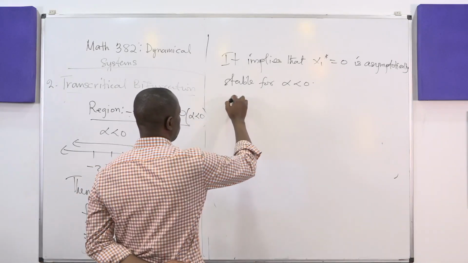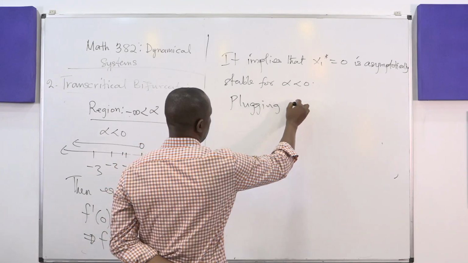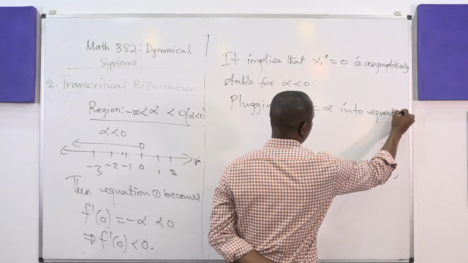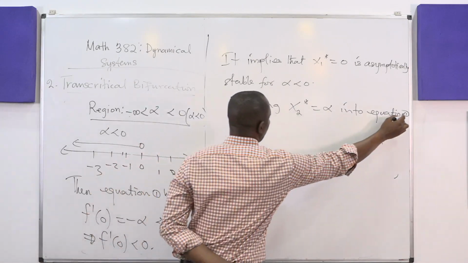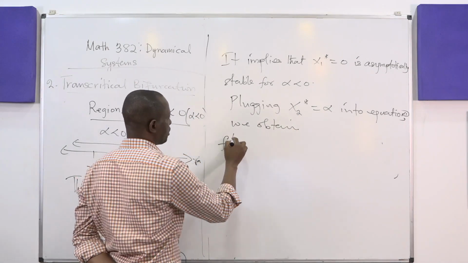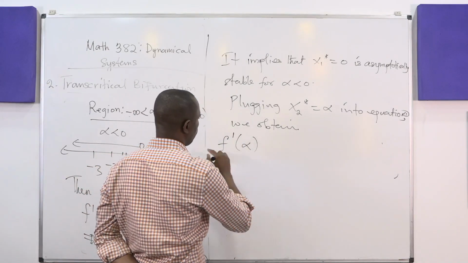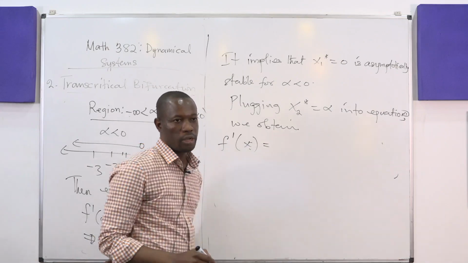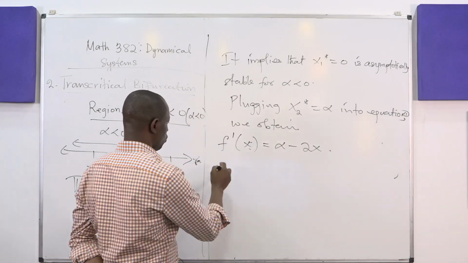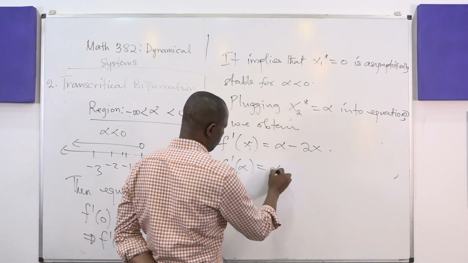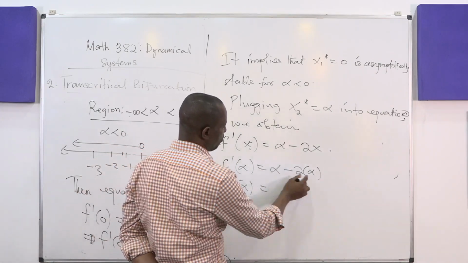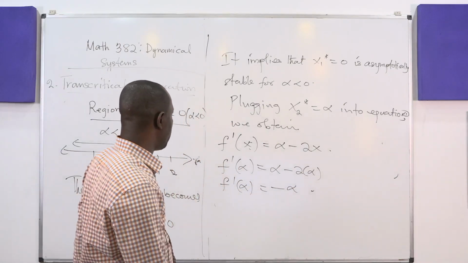So plug in x2 star equals alpha into equation 1. We obtain, what do we get? F prime at alpha. F prime at x, what is the equation? It was alpha minus 2x. Yeah, so f prime at alpha is alpha minus 2 alpha. So this will give us what? F prime at alpha will be what? Alpha minus 2 alpha is minus alpha. But we are in the region 1.